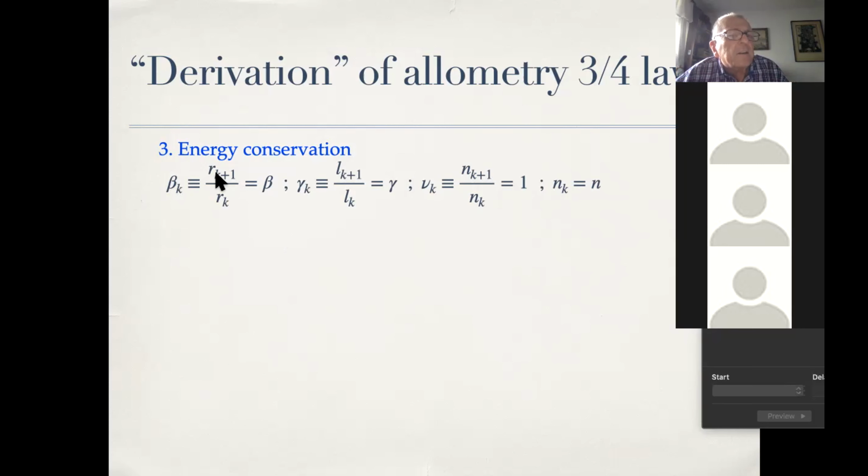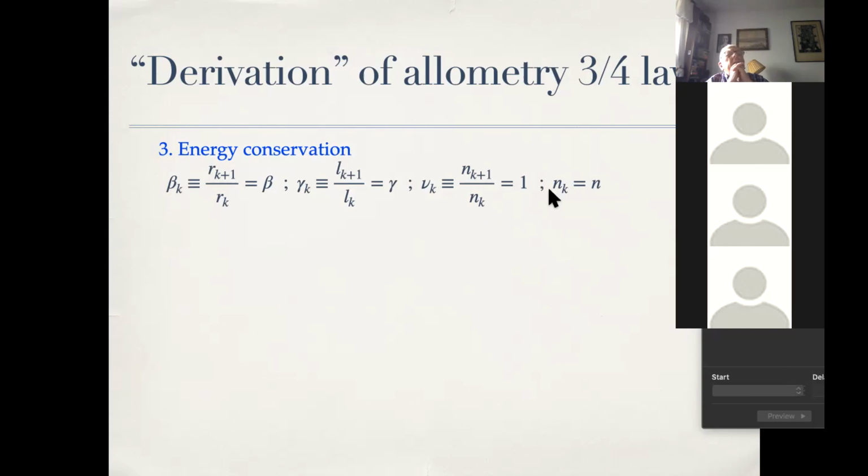If I scale the radiuses of the tubes at the level k, namely if I introduce a dimensionless number beta k, which is a ratio of the radiuses at the level k plus 1 and the radius k, and the gamma k, which is a ratio of the lengths, and the nu k, which is a ratio of the numbers at the level k plus 1 and the level k, then these three dimensionless numbers are actually constant. That is a conservation of energy consequence.